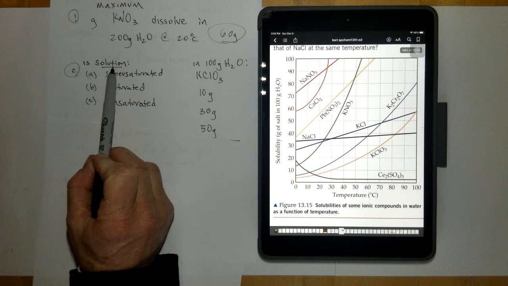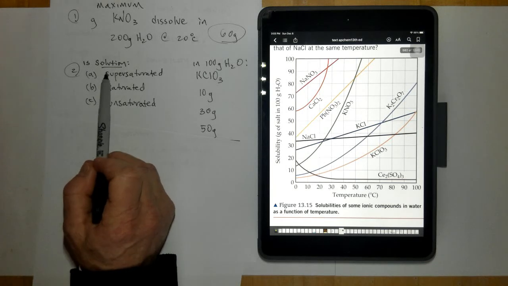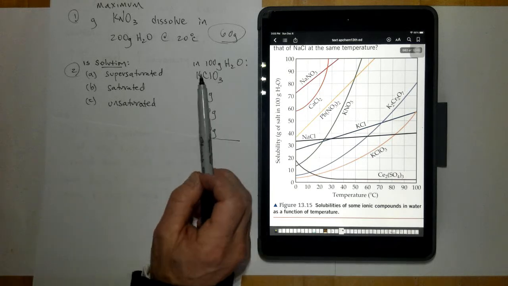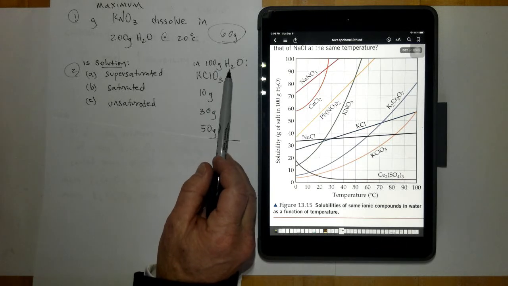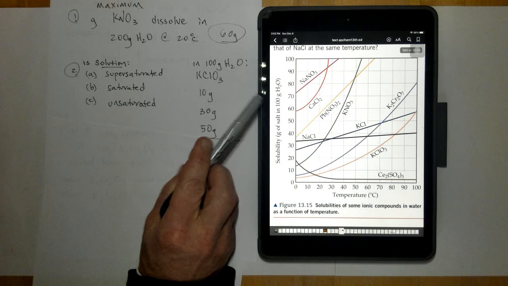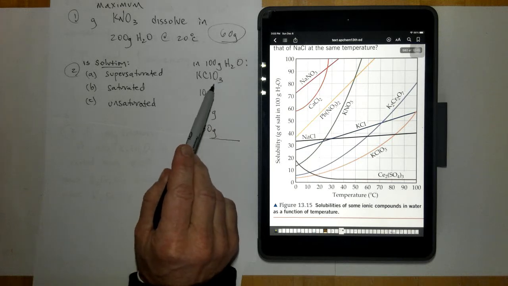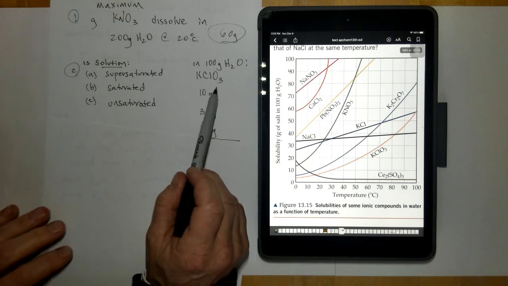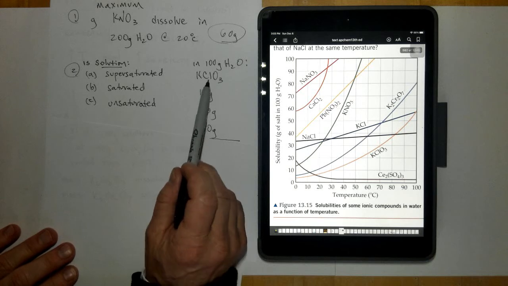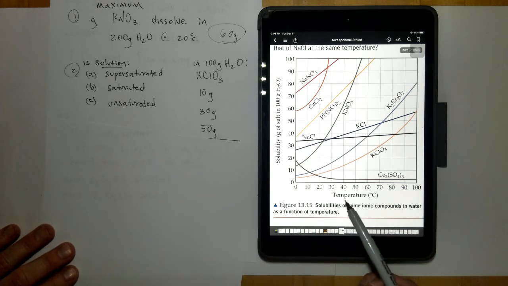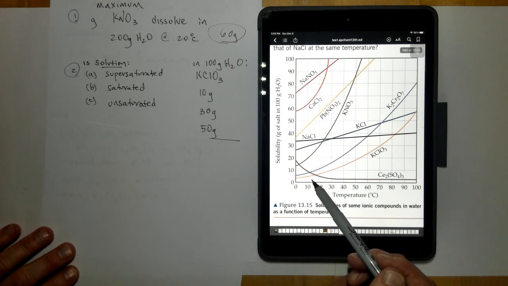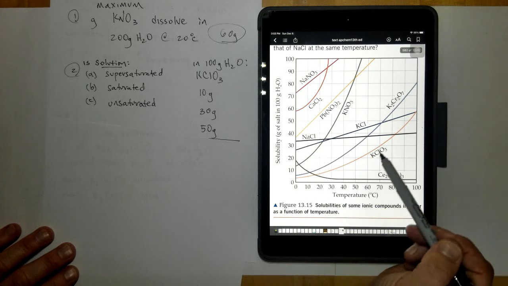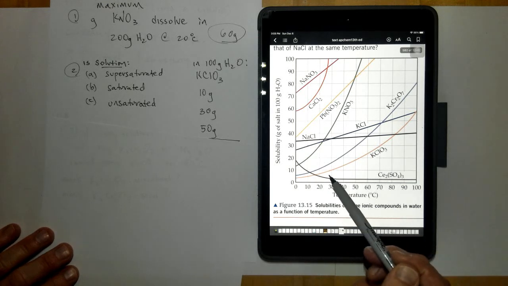The solution, remember, that's the liquid part of the stuff inside of a beaker or inside of a container. So then it goes through and it says, in 100 grams of H2O, oh good, we know it's 100 grams right here, of KClO3, what kind of solution would we have if we had 10 grams of KClO3 dissolved in there? So let's find our KClO3 first. It's right here.